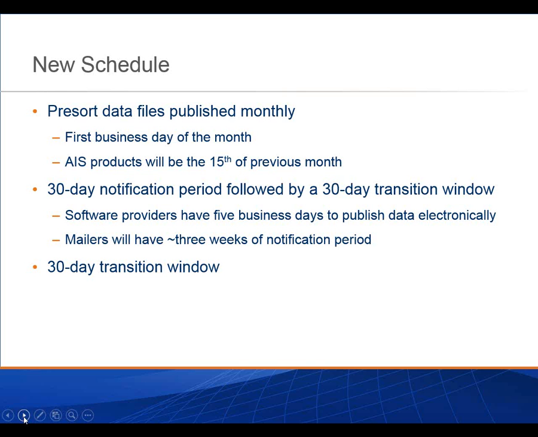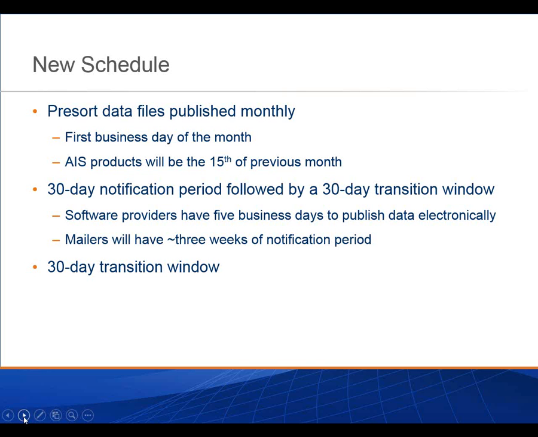And then at that point in time, the only data that we have available for the AIS products, which are the delivery statistics and the city-state file, is the data that was published on the 15th of the prior month. So we'll take that data, and that's the data that we'll be using for city-state and the delivery stats. And then that will all get bundled into a single data package.